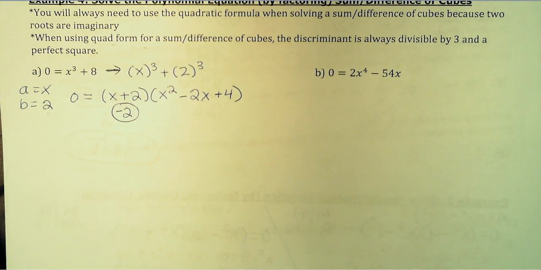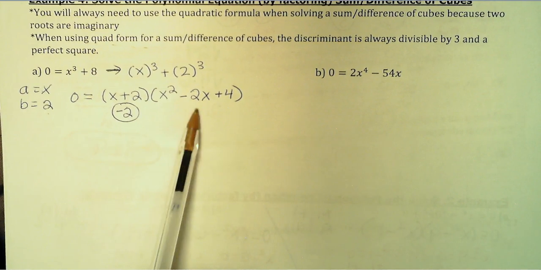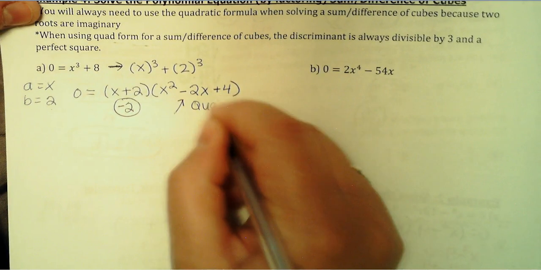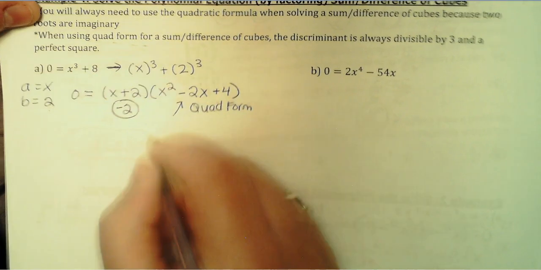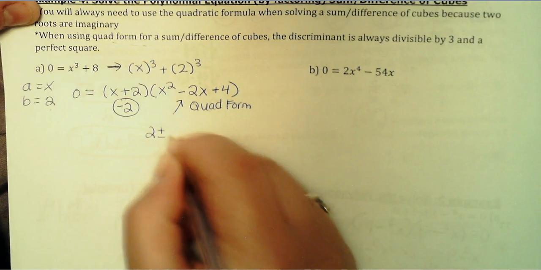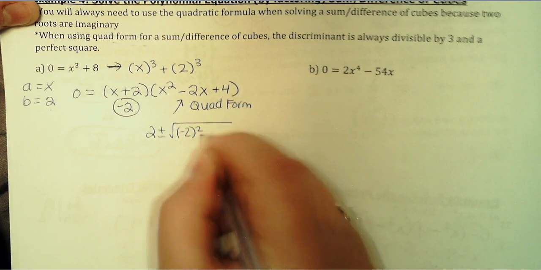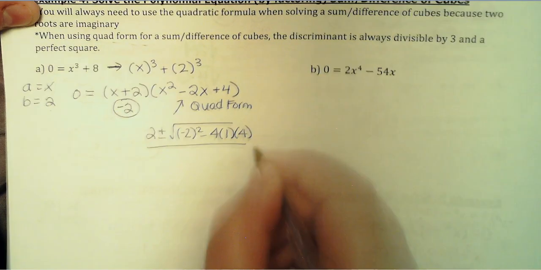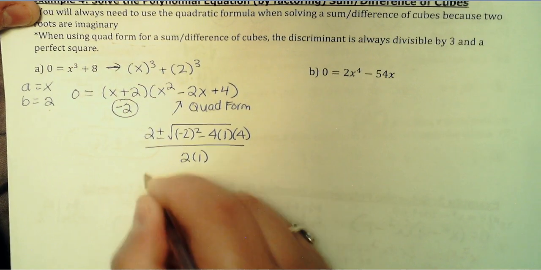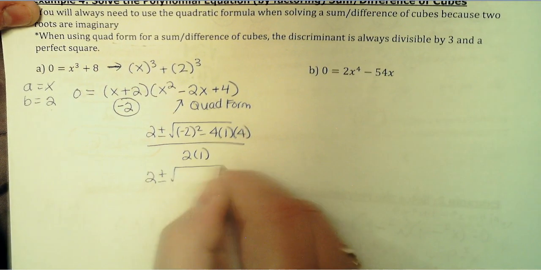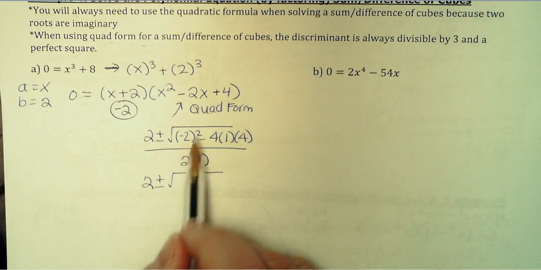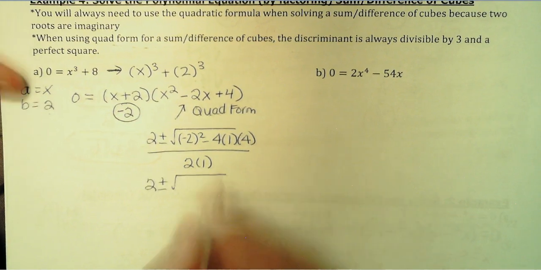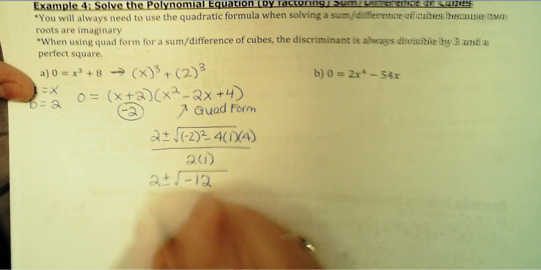And you will never, never, never be able to do anything more with this in terms of factoring. You have to use the quadratic formula to get your other two answers. So opposite of b is going to be 2 plus or minus square root of negative 2 squared minus 4 times 1 times 4, all over 2 times 1. Now, the other two answers will always be imaginary.